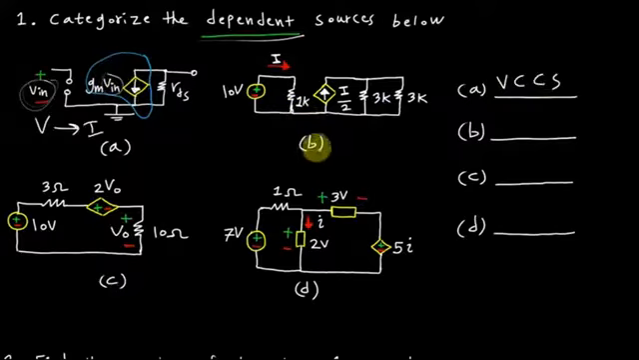For part B, we can see that we have a voltage source leading to a current I, which then leads to a dependent source having a value I over 2. So our dependent source is a current source, and it depends on another current in the circuit, and for that reason it is a current-controlled current source.